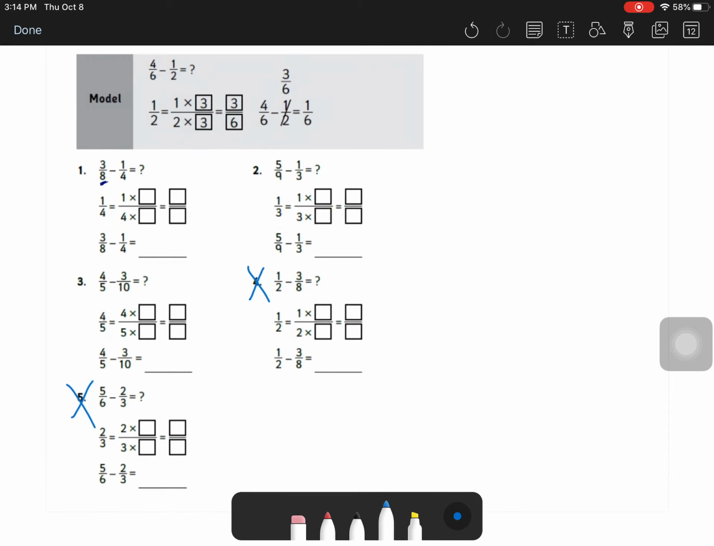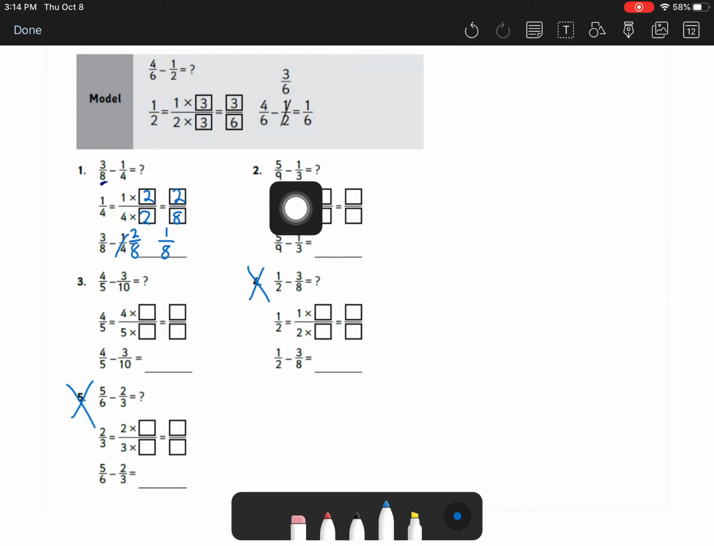All right, so we're gonna take, in this one here, number 1, we have an 8 and we have a 4, so we need to change that 4 and change that denominator. So 1/4, we need to multiply the 4 times 2, and so we have to do the same thing top and bottom. 4 times 2 is 8, 1 times 2 is 2. So this problem now reads 3/8 minus, and this would become 2/8. So 3/8 minus 2/8. 3 minus 2 is 1, and then I have the 8 stays the same.